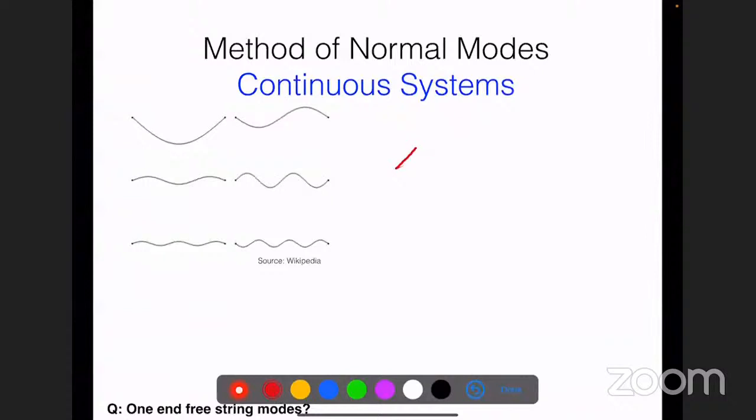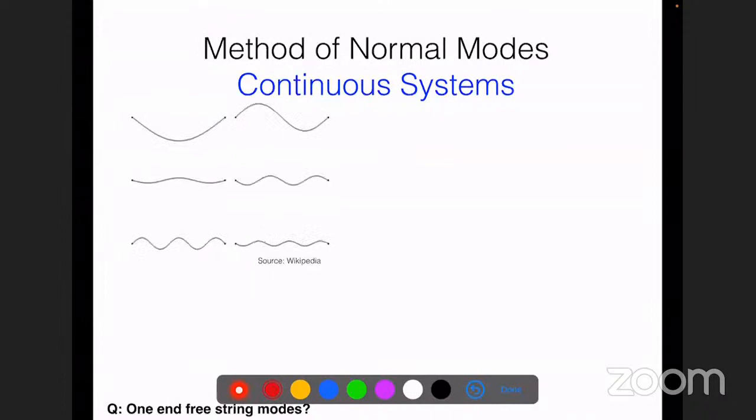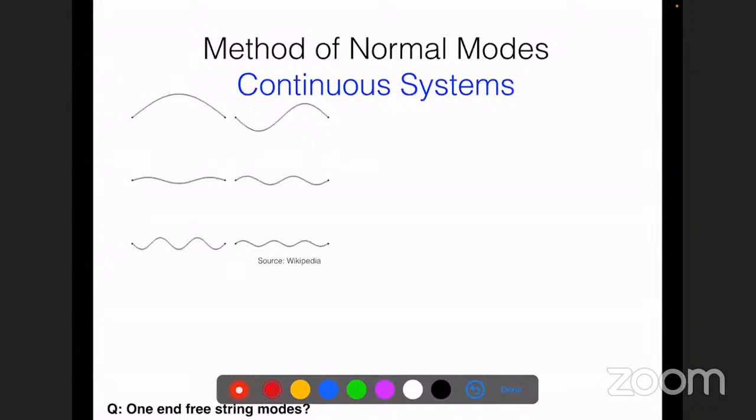So if I have a stringed instrument, whether it's a guitar or a violin, anything which has a string which is used to generate sound, if you pluck the string, it will undergo an oscillatory motion. Now you can ask the question, what is the underlying building block for this system?